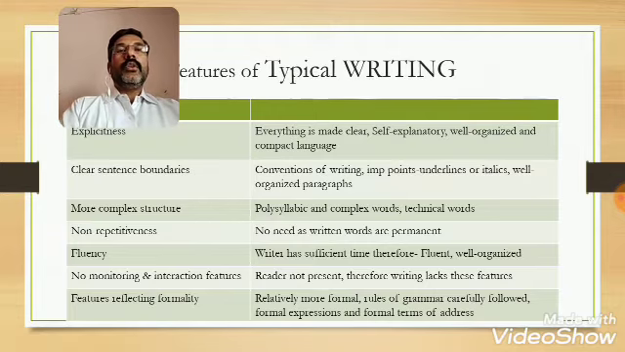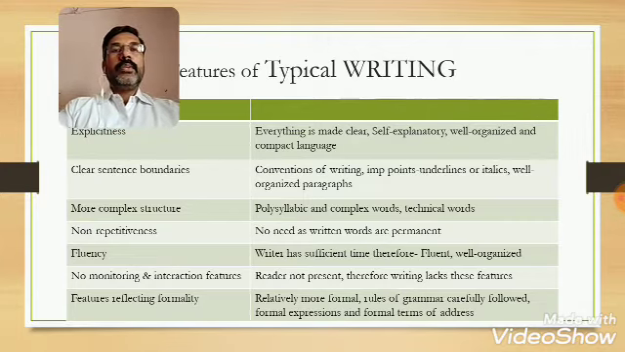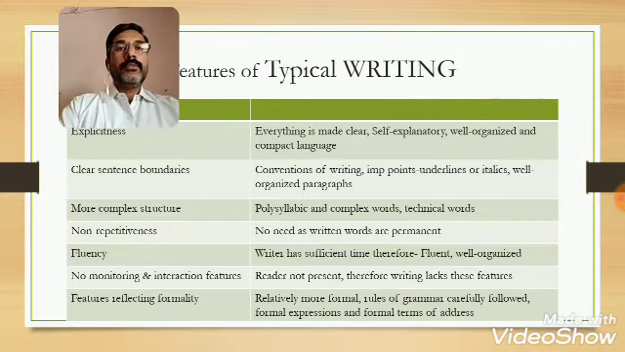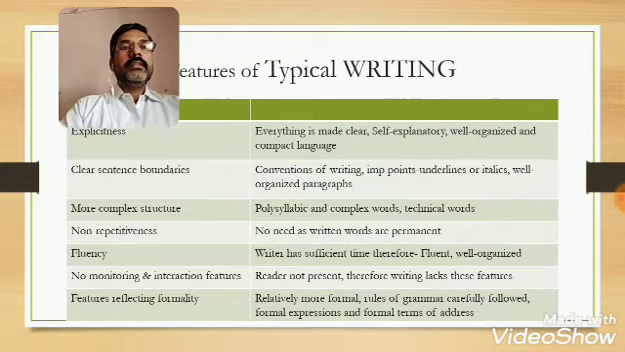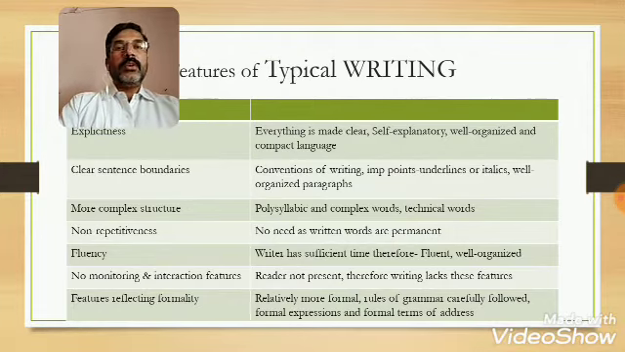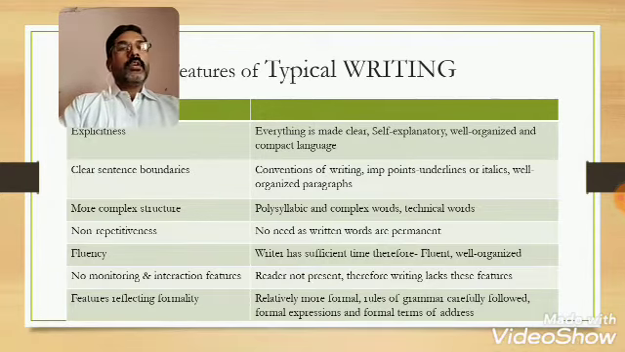The second feature of typical writing is clear sentence boundaries. Writing has clear sentence boundaries, which simply means that conventions of writing are followed in typical writing. For example, each sentence begins with a capital letter and ends with a full stop. So a reader can easily identify where a sentence starts and where it comes to an end. Important points can be underlined or italicized by a writer, and writing becomes well organized.